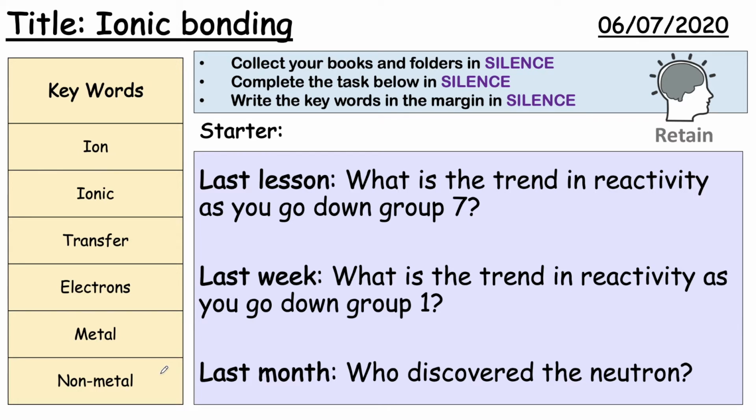What is the trend in reactivity as you go down group 7? Well, at the top of group 7 is fluorine and that's the most reactive element, so as you go down group 7 it becomes less reactive.